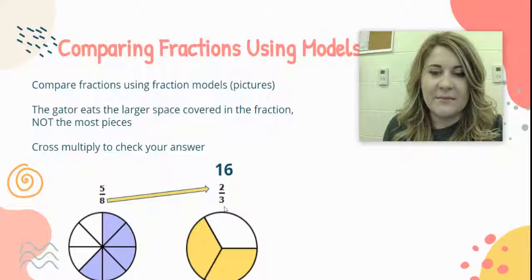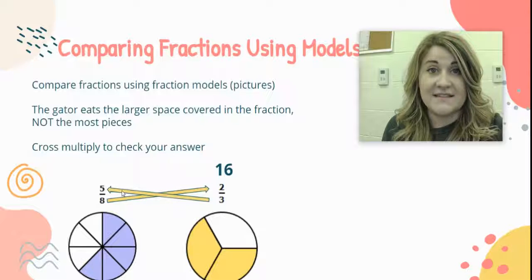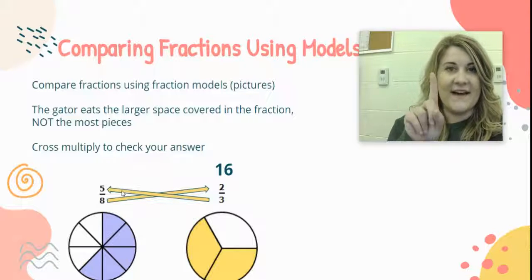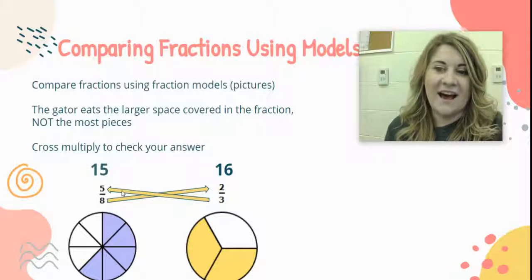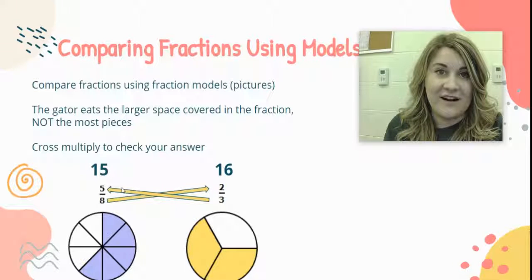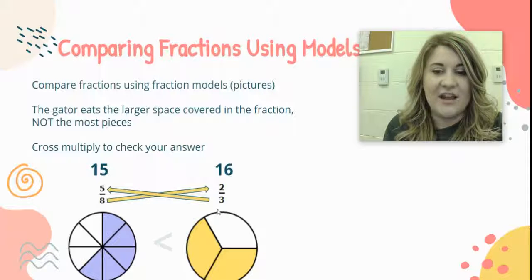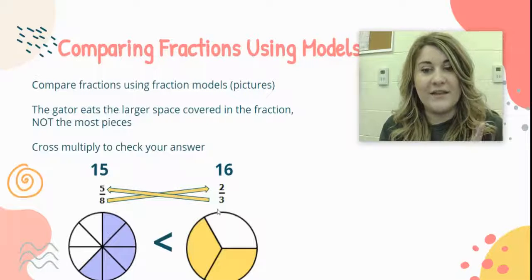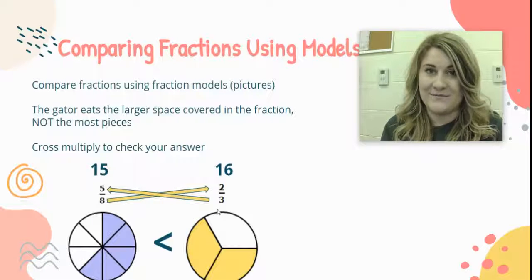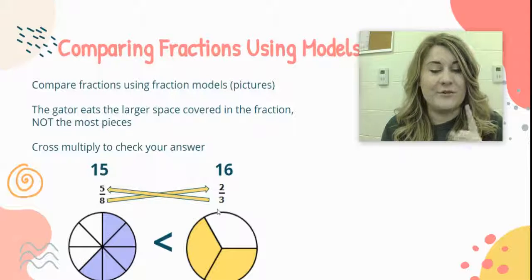And then we're going to do the same thing by doing 3 times 5. I can skip count by 5s 3 times. 5, 10, 15. Do you see how close these numbers are? But one is clearly larger than the other. Which one is bigger? 16. You would not have known that 2/3 is bigger than 5/8 just by looking at those pictures. Those pictures are tricky. You cross multiply.